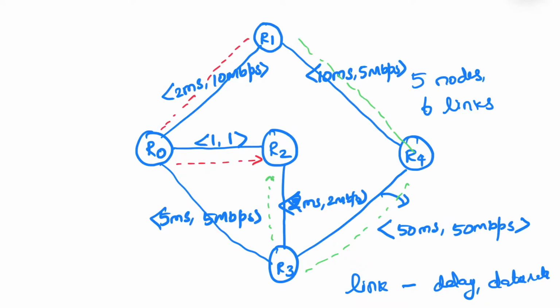So in this case we are able to verify. Theoretically, when you learn link state routing, you can find out the weights between each and every node, and based on that you can find the shortest path. But let's see how the simulation works according to the paths we have given: 2 millisecond 10 Mbps, 10 millisecond 5 Mbps, 2 millisecond 2 Mbps, 5 millisecond 5 Mbps, 1 millisecond 1 Mbps, and 50 millisecond 50 Mbps.